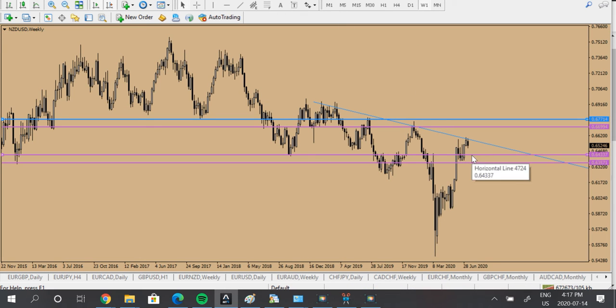So this may be a riskier entry, but that's still an entry to consider where you can get at least 50, 100 pips off of. So I wouldn't deny that area.